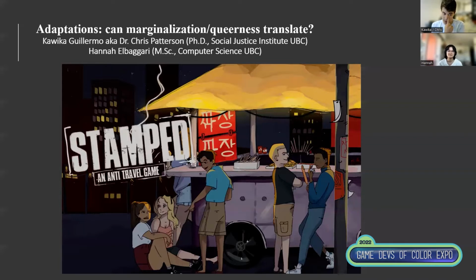Before we begin, I want to give a content summary that the talk will involve discussions of marginality, war, violence, and self-harm. So why don't we begin here?